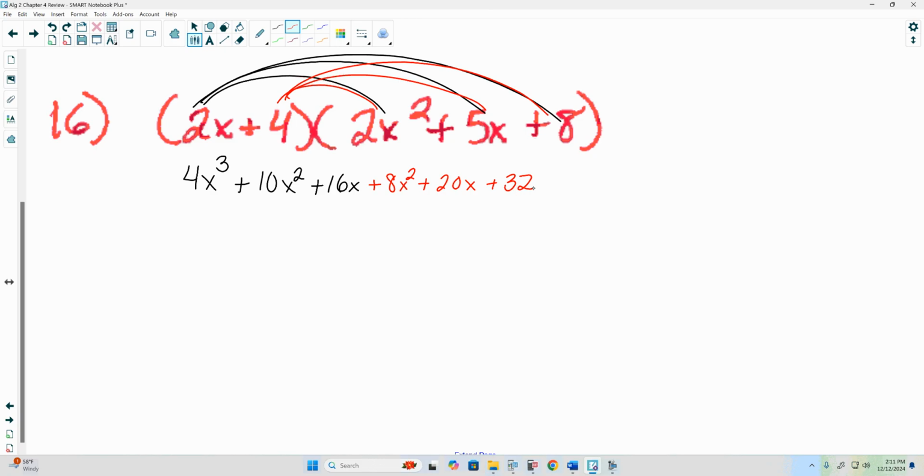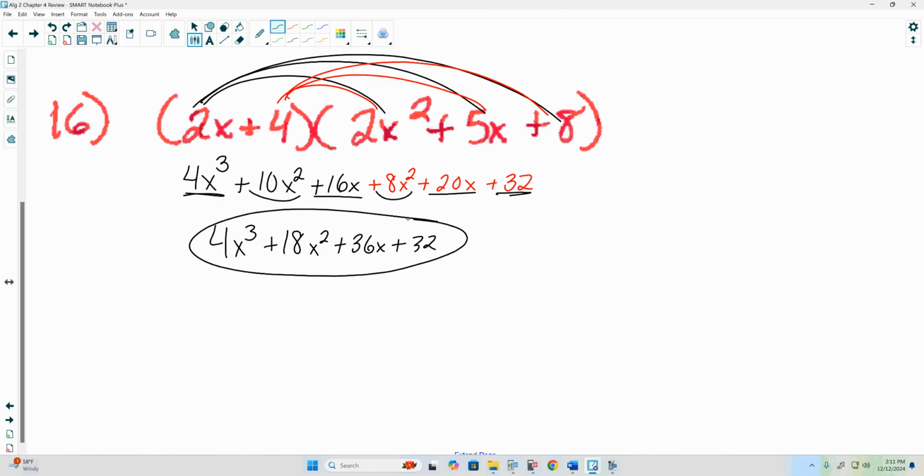Now this one here, we do have like terms, so we do need to combine. Now 4x cubed is not going to have any like terms. Now 10x squared plus 8x squared is going to be plus 18x squared. 16x plus 20x is going to be plus 36x. And our constant term, our 32, doesn't have any like terms. So we have 4x cubed plus 18x squared plus 36x plus 32.